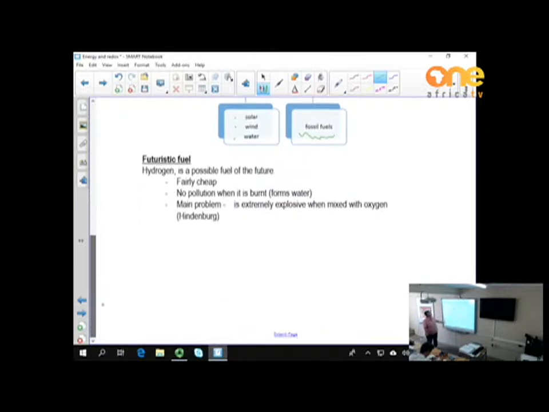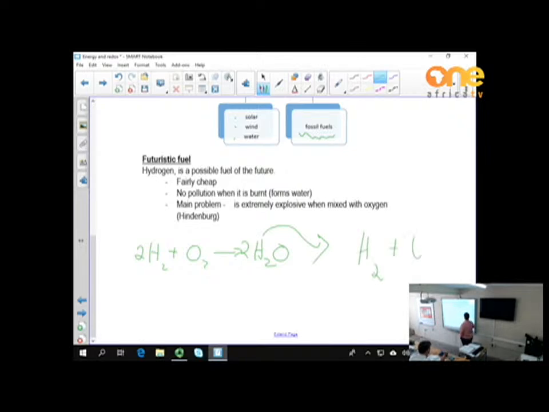Futuristic fuel. Why is hydrogen a futuristic fuel? Why is it actually a brilliant fuel? Well, hydrogen reacts with oxygen and it forms water. Yes. Okay. When hydrogen burns with oxygen, it burns with a very hot flame, so there's a lot of energy being given off. The product is water, which actually is quite easy to break up with electricity into hydrogen and oxygen.